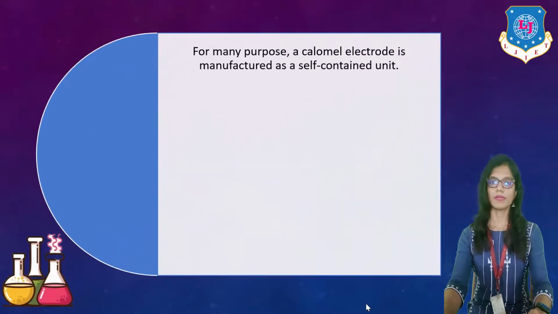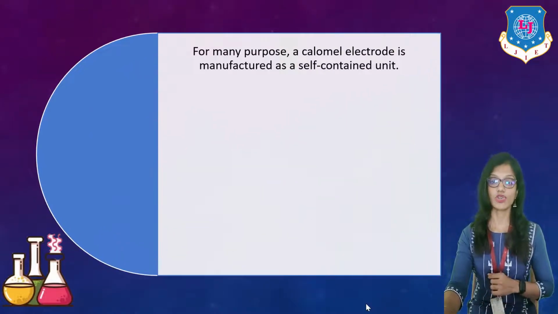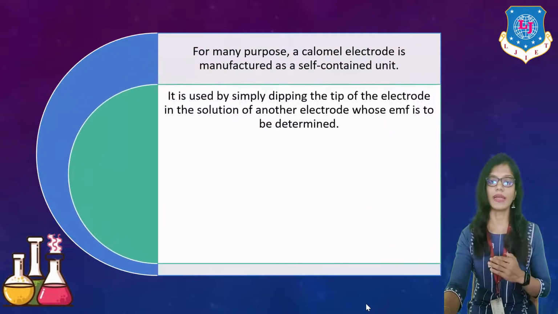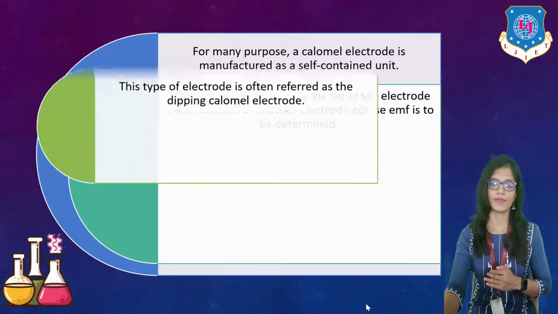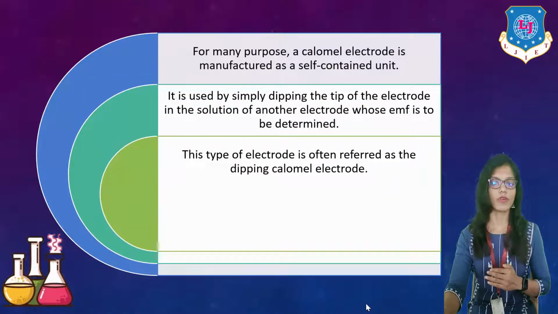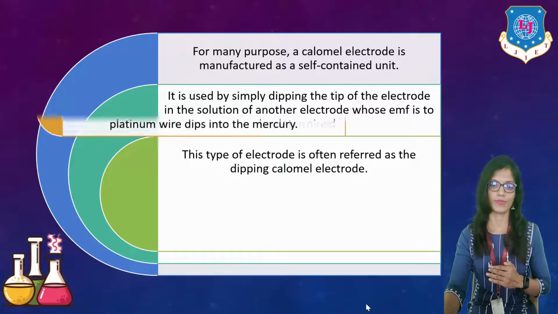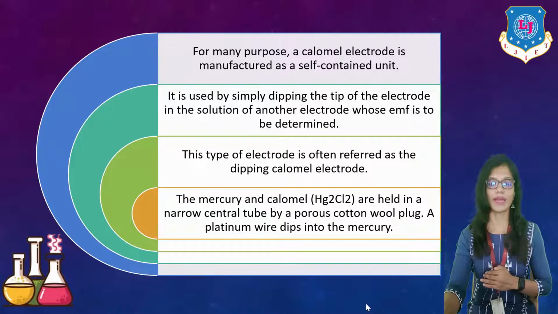So for many purposes, a calomel electrode is manufactured as a self-contained unit, and it is used by simply dipping the tip of the electrode in the solution of another electrode whose EMF is to be determined. This type of electrode is often referred to as dipping calomel electrode. So here the mercury and calomel are held in a narrow central tube by a porous cotton wool plug, and the platinum wire dips into the mercury.